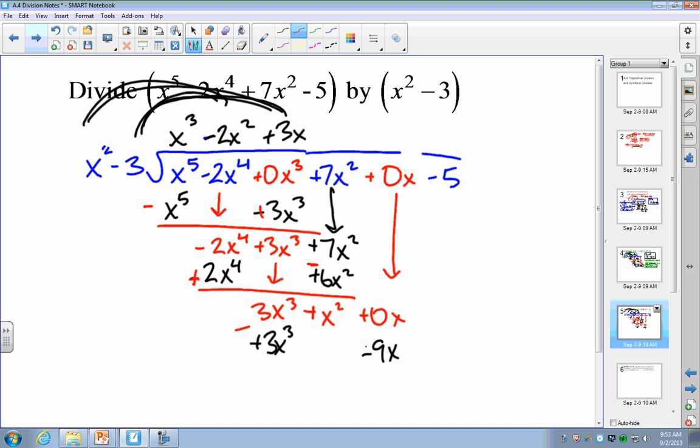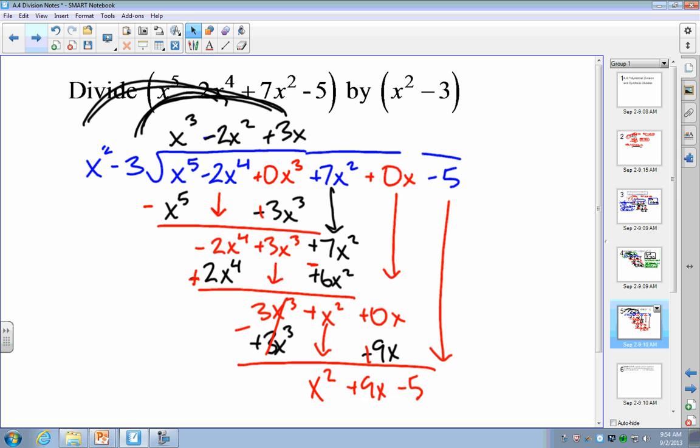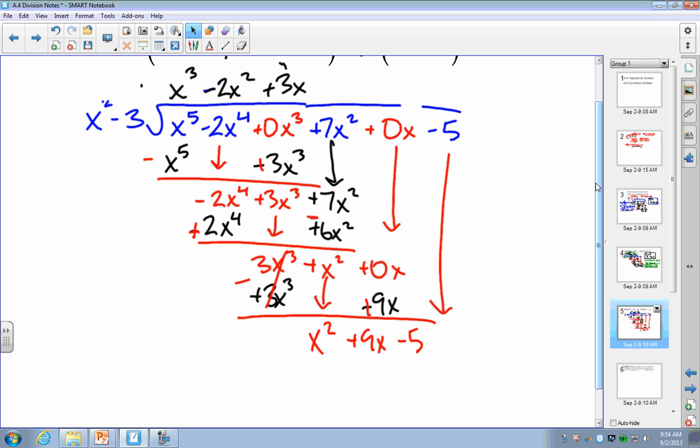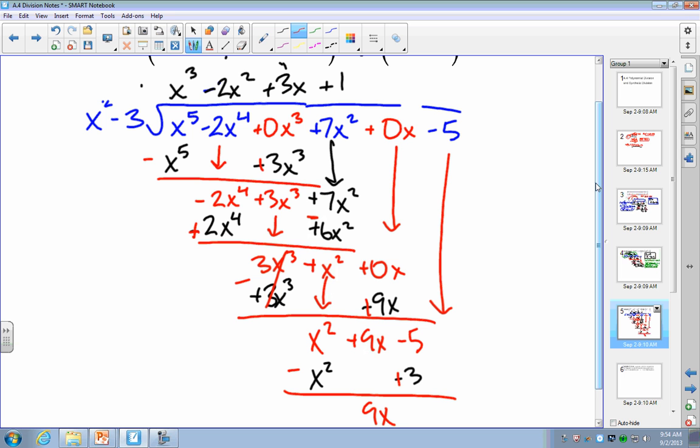Okay, flip your signs and add. Those will cancel. This drops down to an x squared plus 9x. I'm going to go ahead and bring this minus 5 down. Now I need to get an x squared to an x squared. How about just a plus 1? So distribute that, and you get an x squared minus 3. Flip your signs and add. You're left over with a 9x minus 2. So your answer becomes x cubed minus 2x squared plus 3x plus 1 with a remainder of 9x minus 2.